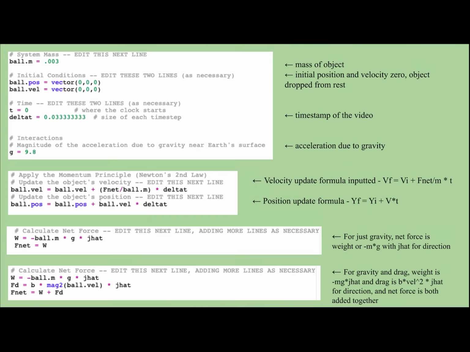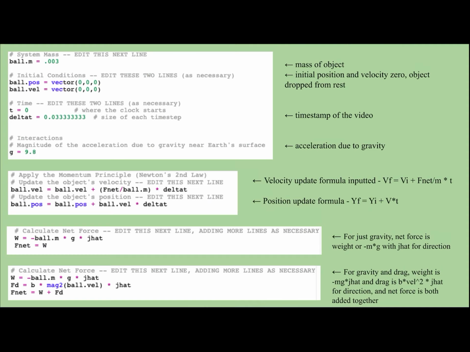So here's the code explained more in depth. The initial mass of the object was 0.003 kilograms, and then the initial position and velocity were 0. And the timestamp is determined from the video, and the acceleration due to gravity is 9.8 meters per second squared. And the object's velocity was determined using the velocity update formula, and the object position was determined using the position update formula, as can be seen here.